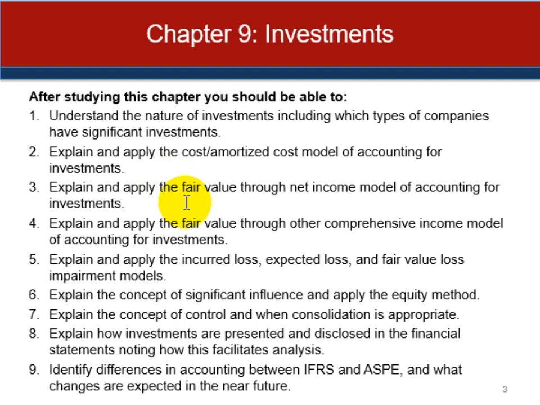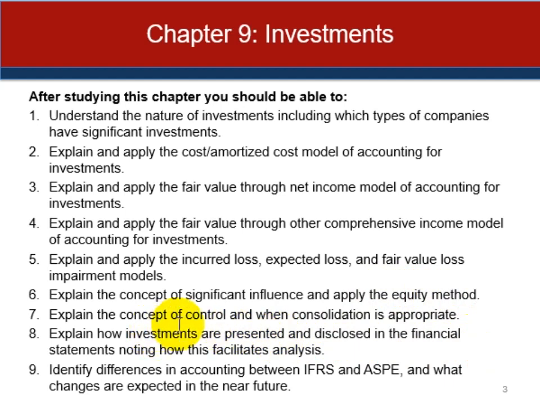Look at the fair value through net income model of accounting for investments, and then the fair value through other comprehensive income model. So fair value through net income means that you actually record the gains and losses on value changes in your underlying investments and run them actually through the net income number. Fair value through other comprehensive income, of course, relegates those changes in value. The unrealized changes in value would be recorded as part of the other comprehensive income at the bottom of the income statement. We'll talk about incurred loss, expected loss, and fair value loss impairment models, and talk about the equity method, as we mentioned before, for category 1.